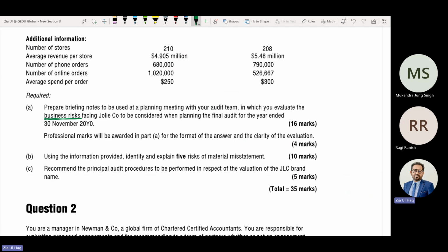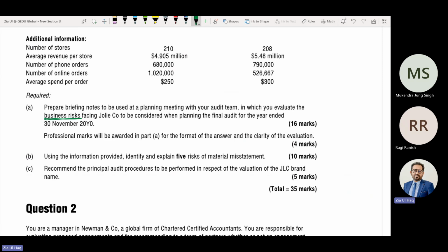Impact on business we need to explain, not on financial statement. Please be careful. This is not an audit risk question. This is a business risk question. And normally after 4 to 5 attempts, the examiner tests this business risk question in the exam paper, especially in question number 1.